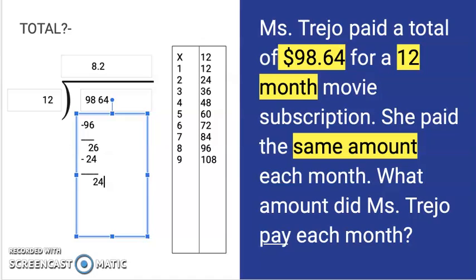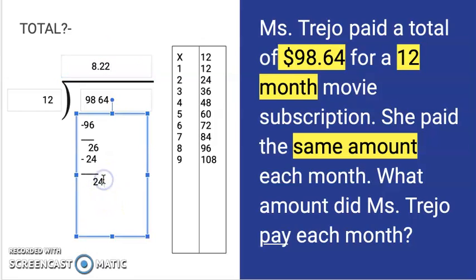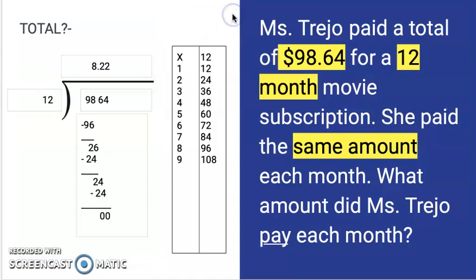So I'm left with 24. So how many times can I take 12 pieces out of 24? Well, if you look at your T-chart, it is 2 times because 2 times 12 is 24. So I'm going to put my 2 and I'm going to come here and subtract the 24. And I am left with 0. No remainders.